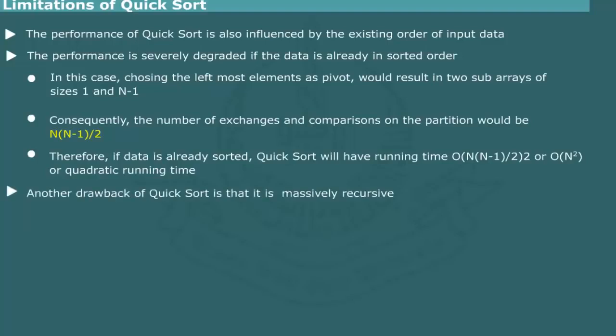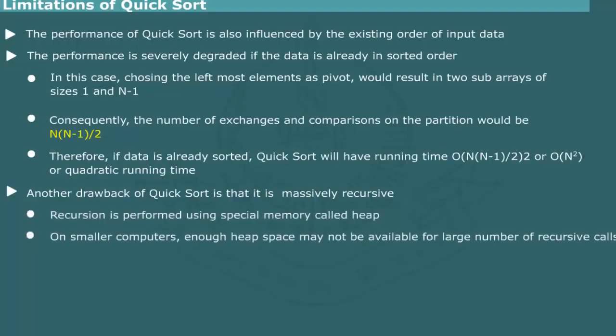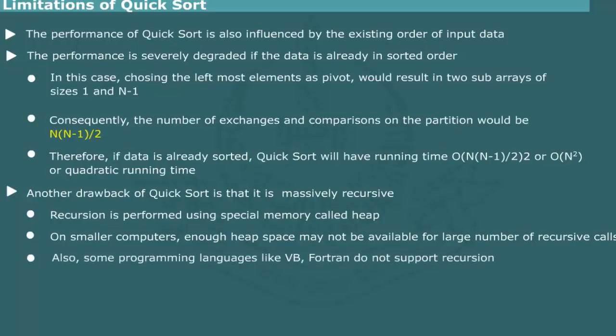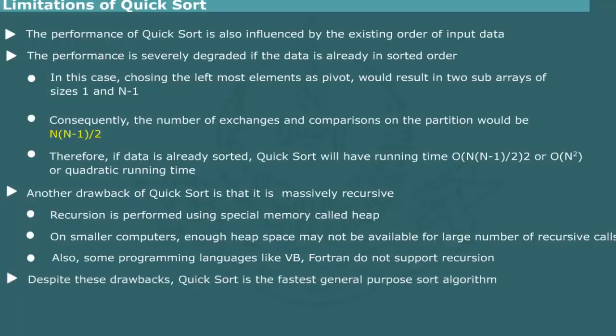Another major drawback of quicksort is that it is massively recursive. Recursion is generally performed by using computer's special memory known as heap. For problems involving a large number of recursions, enough memory may not be available on a particular machine. Further, some of the programming languages do not support recursion. Despite these drawbacks, quicksort is by far the fastest general-purpose algorithm.